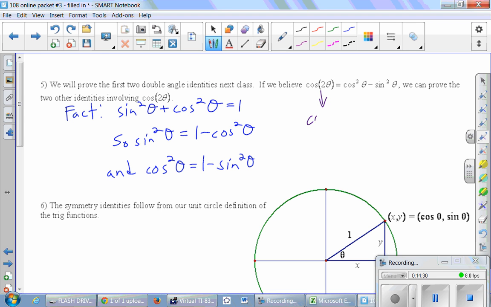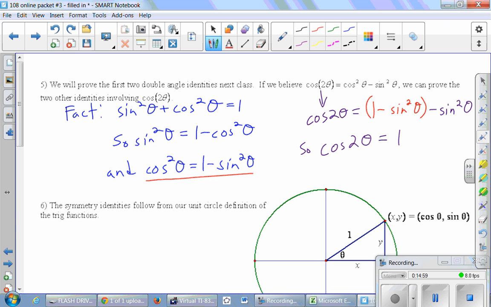So using this equation, which we're assuming temporarily, cosine 2 theta equals, well, instead of this cosine squared theta minus sine squared theta, I'll copy the minus sine squared theta, but I'm going to change the cosine squared theta using this identity right here. Apparently cosine squared is really 1 minus sine squared. So simplifying the right-hand side, we get cosine 2 theta equals 1 minus, and then combine those two sine squared thetas. And lo and behold, we have a brand new identity. Cosine 2 theta is 1 minus 2 sine squared theta. And that's one of the ones on the previous page.